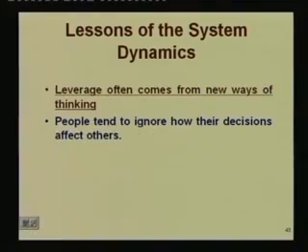And since we know that system behavior is a function of system structure, if we can change the system structure by change of these policies or leverages, we can actually change behavior in a tremendous manner. Leverage often comes from new ways of thinking. People tend to ignore how their decisions affect others. So, this must be thought through, and we can bring in leverage when we think separately and build feedback loops which are more important or beneficial to us, that can actually improve our behavior.